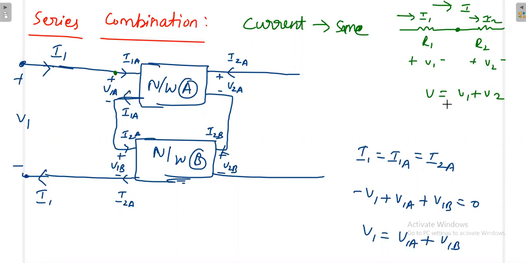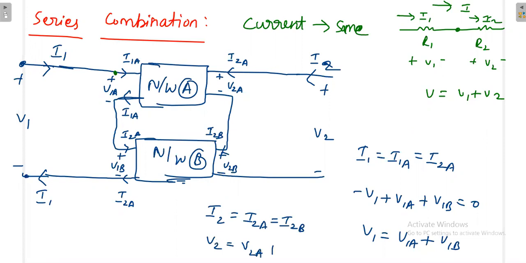Similarly here, V is equal to V1 plus V2. Again here, V1 is equal to V1A plus V1B. So that means my network is in series connection format. Again, the same thing is applicable even at the output side. Even at the output side, you can write I2, which means current entering at the output port, and this is plus V2. So I2 is equal to I2A, that is equal to I2B. And finally V2 is equal to V2A plus V2B. So if the two networks are connected in this format, then that is definitely the series combination.